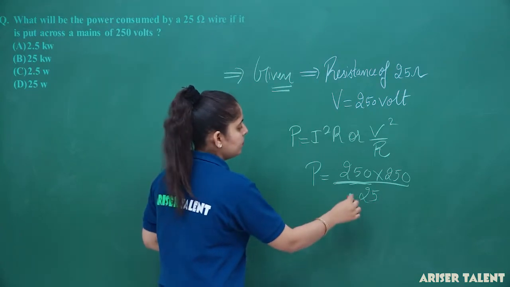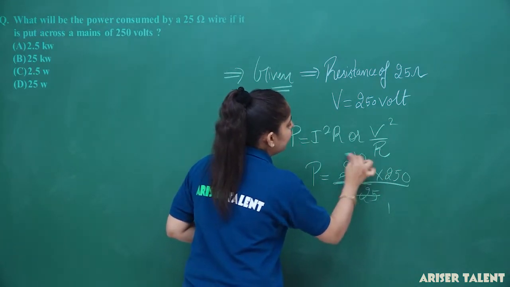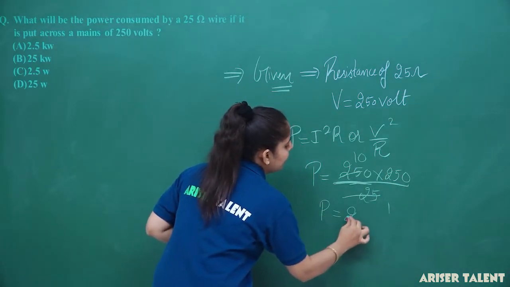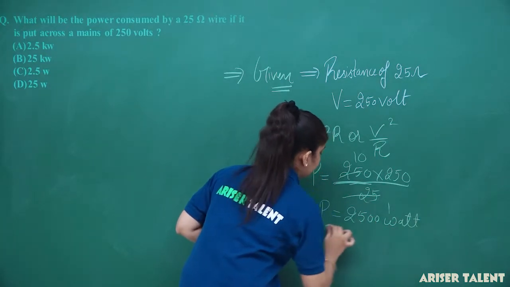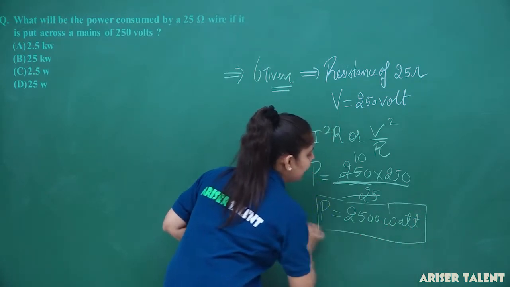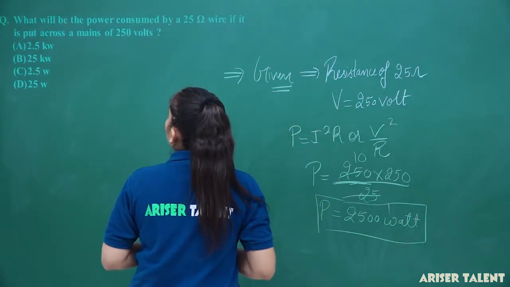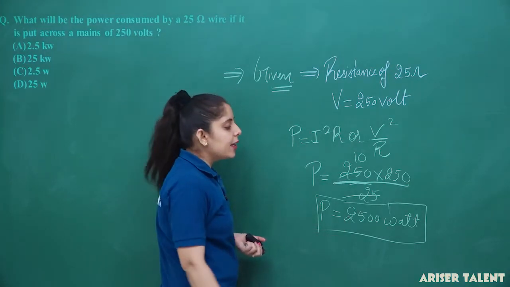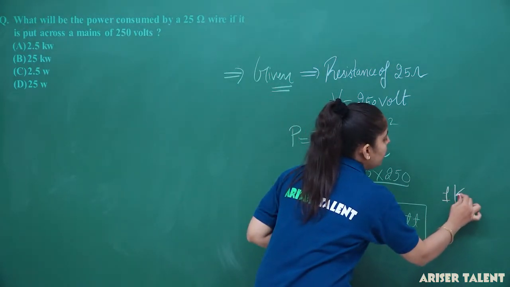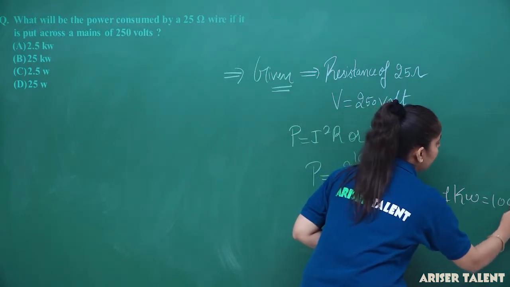Now, it came out to be 10, and what I am getting here? I am getting power equal to 2500 watt. So, this is the power we are getting here. Now, you are provided with the power in watt and kilowatt, so I am converting it into kilowatt. 1 kilowatt power will be equal to 1000 watt.